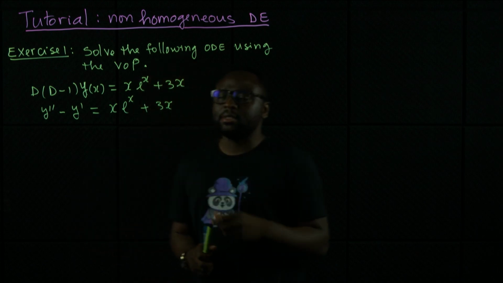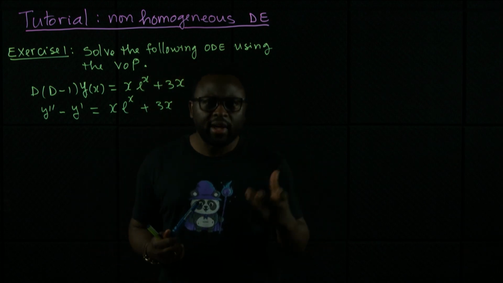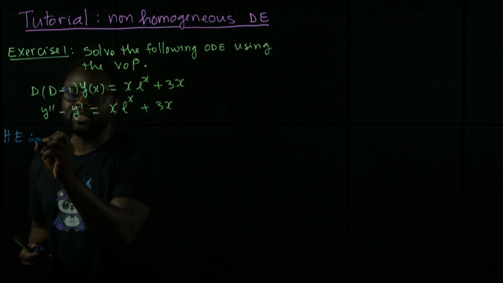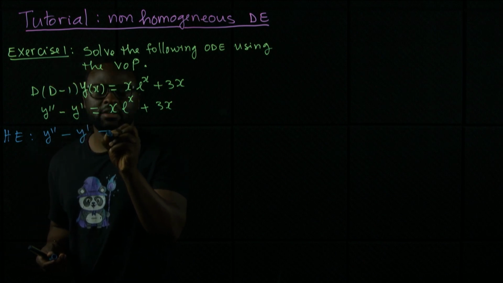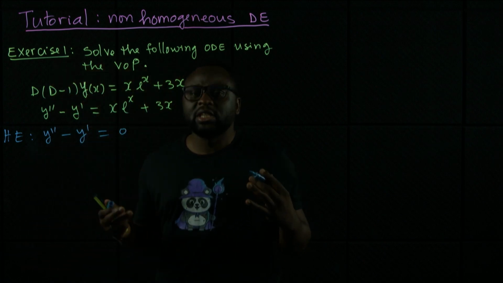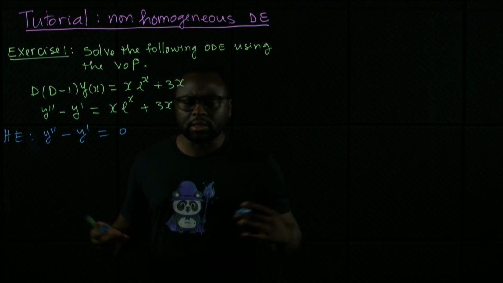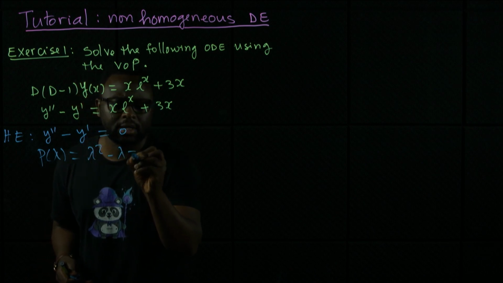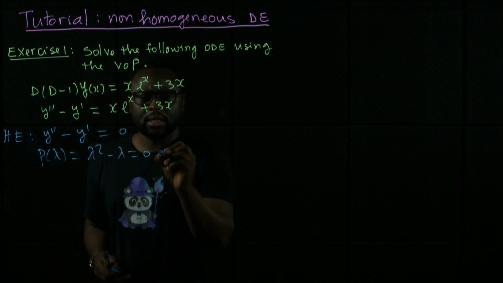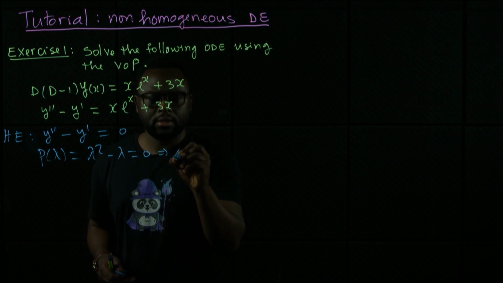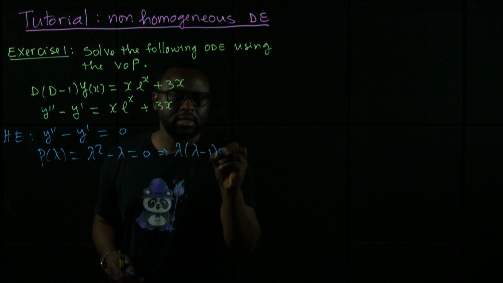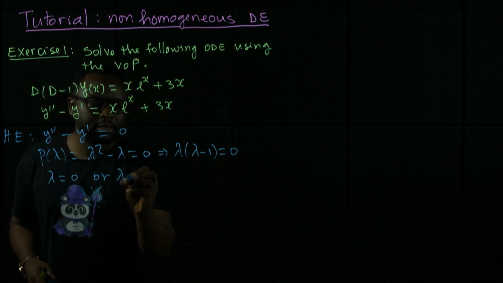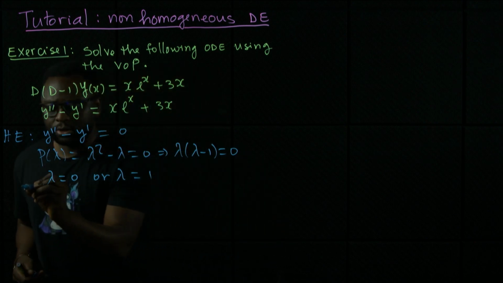All right, once you have this, we have to find the homogeneous solution. And to do that, we have to first solve the homogeneous equation. So homogeneous equation, second derivative minus first derivative is equal to 0. If you find then the auxiliary polynomial, what some people call the characteristic polynomial, so this is p of lambda, this is lambda squared minus lambda is equal to 0. If you factorize this, we have lambda times lambda minus 1 is equal to 0, okay? Then solving this, lambda is equal to 0 or lambda is equal to 1. Then we have these two solutions.